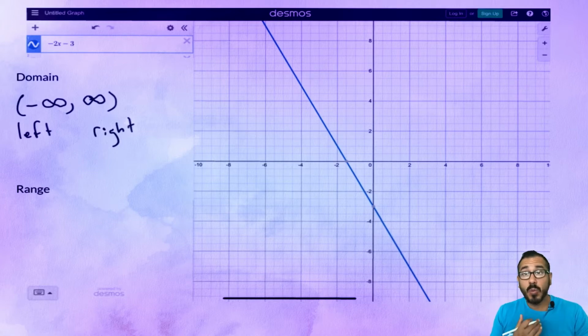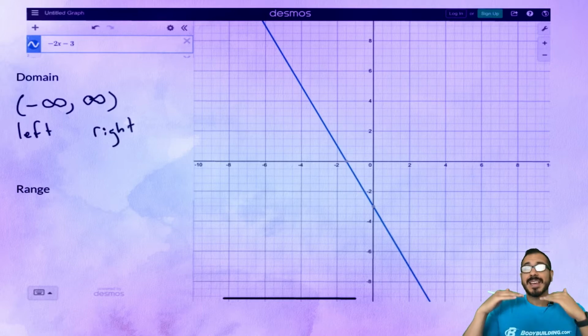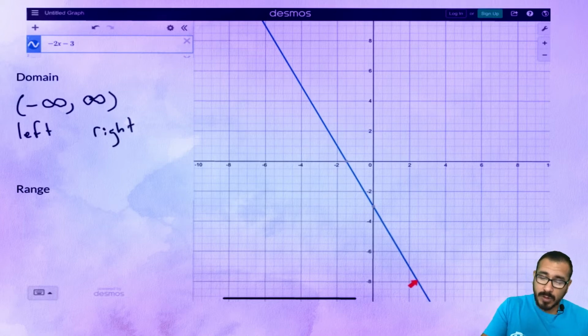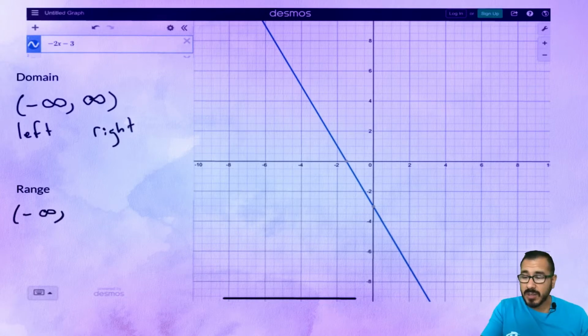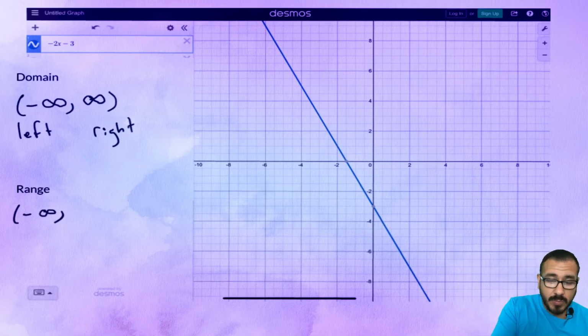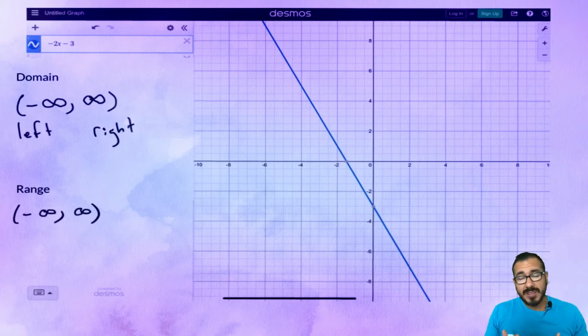All right, the range. Remember, our range is how low to how high. So how low is our graph going? Well, we see it's diving down here, and it's going to go down forever. So it's going to approach negative infinity. It's never going to reach it, so once again I'm using the parentheses here. How high are we going? Well, we're going to positive infinity. And there's our range. In this case, they're the same.